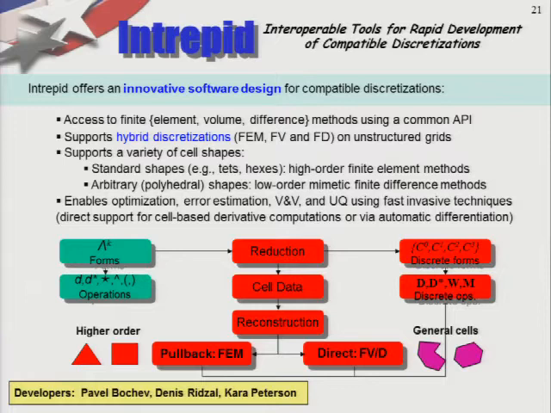I'll start off with discretizations, because that's usually one of the first decisions you make. We already have some software called Intrepid. And one of the key things about Intrepid is support for compatible discretizations. So a quick show of hands. Who's ever heard of a compatible or mimetic discretization before? All right, we got 1 or 2 in the front. That's actually more than I thought.